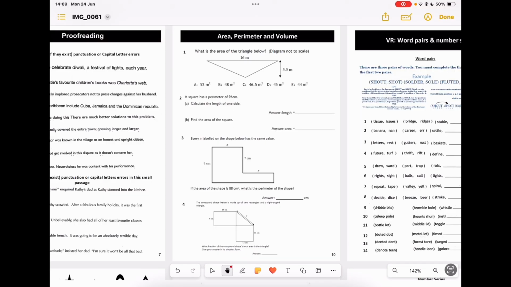And now 10. So area, perimeter, and volume. Okay, so what's the area of the triangle below? Diagram not to scale. So the area of the triangle is half times the base times the height. So we're going to be doing half times 16 times 5.5. So what we do first is 16 times 5.5. I'll just use the space here. So 16, 5.5. Oh no, that's not a good space. I'll do it down here.